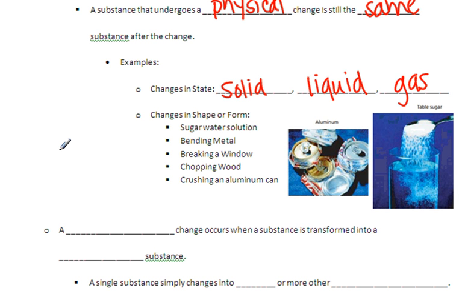If you're bending metal, like a paper clip, if you unbend that paper clip or you bend it in a different way, that's showing you a physical change. If you break a window, what's on the ground? Well, there's still little pieces of glass. It's still glass, it didn't change the substance. It was just in a different form. If you chop wood for a fire, it's still part of a tree. And if you crush an aluminum can, is it still aluminum? Yes.